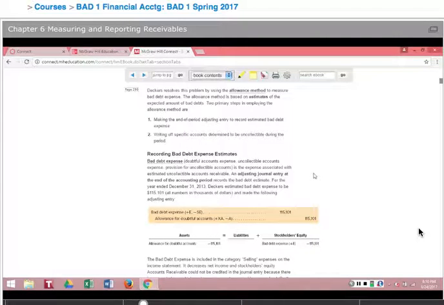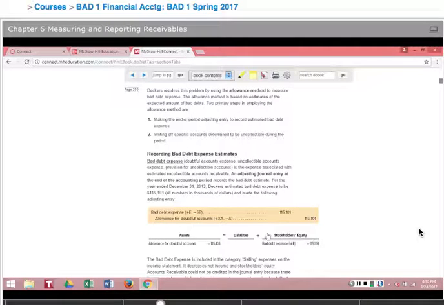So how does a company come up with an estimate of bad debts? Well, there are two basic ways. The estimate for bad debts expense can either be estimated under what we call the percentage of credit sales method or the aging of accounts receivable. But for right now, I'm just going to show you what the journal entry would be to actually record the adjustment at the end of the year.